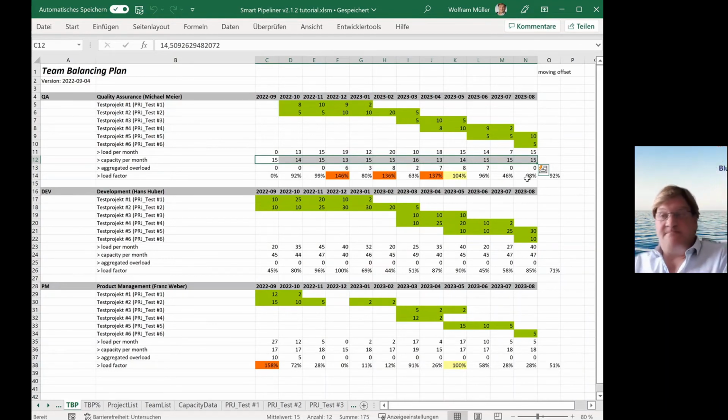So that was part one: how to determine your real capacity. In practice, it's not so important, because in the end, we do a rough planning here, and you don't know what the future will bring.